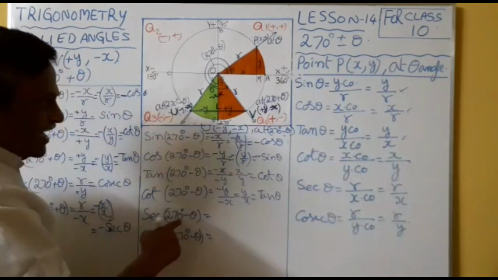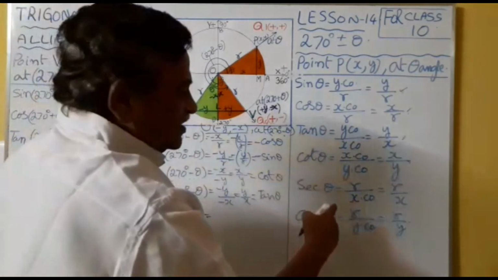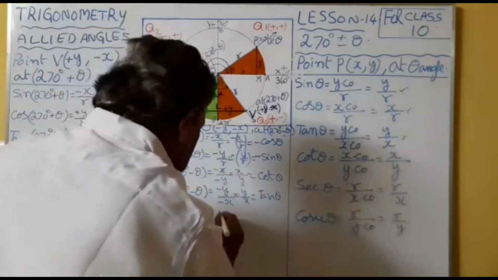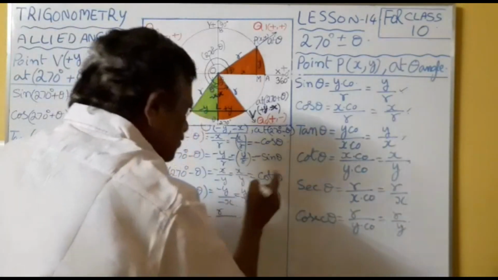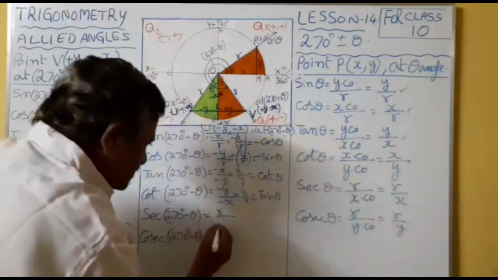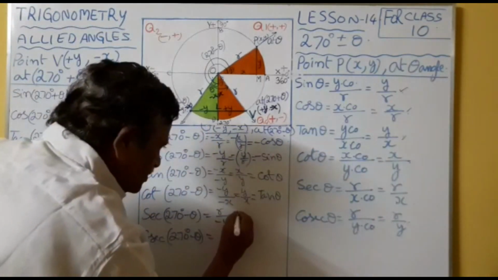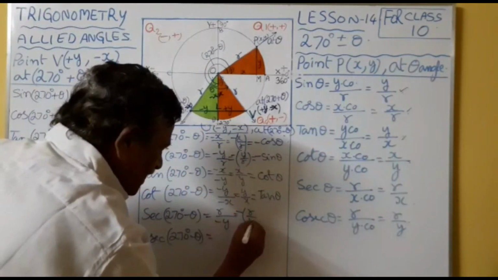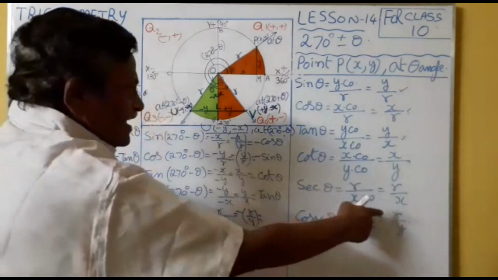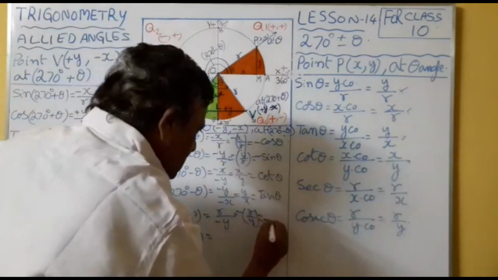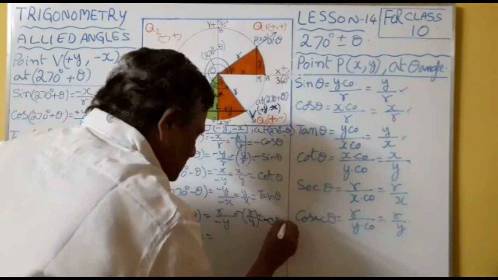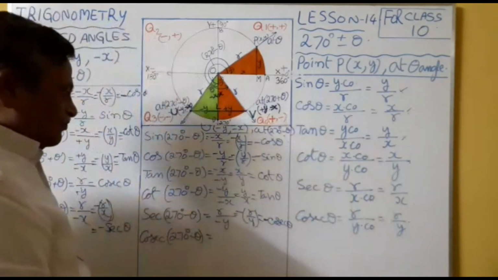Sec of 270 minus theta. Sec definition is r by x coordinate. The x coordinate here is minus y. That is minus of r by y. But r by y is cosec theta. Therefore, this is minus cosec theta.